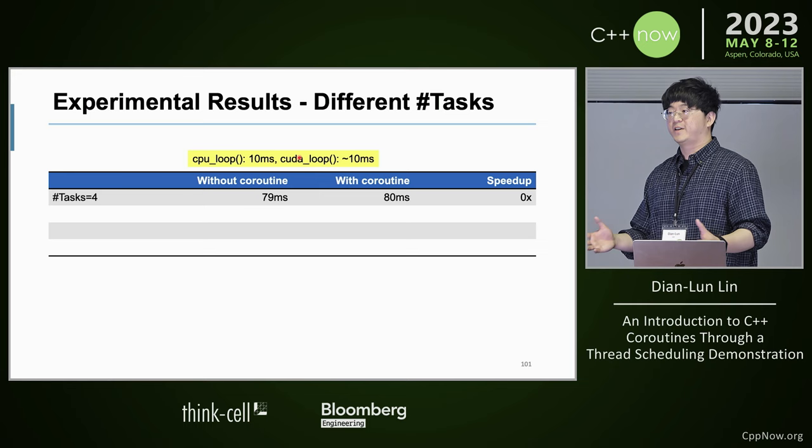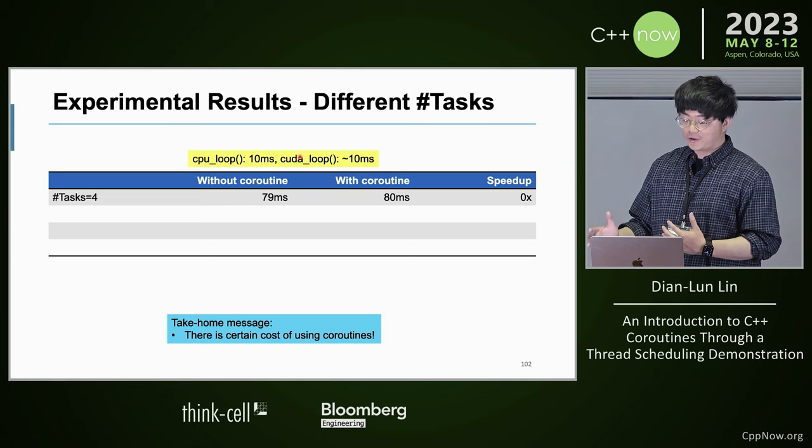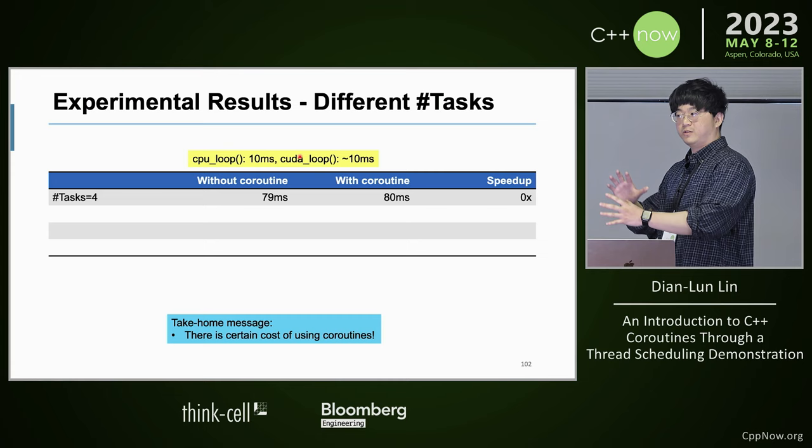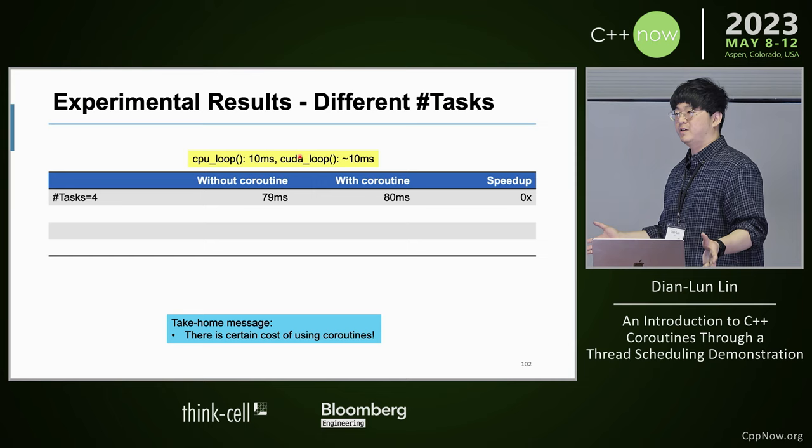We got 4 threads. So the take-home message I want to show you is that, yes, there's a certain cost of using coroutine because you need to bundle the coroutine state, suspend it, and resume by the caller. There must be a cost. But you can see the cost is really tiny.